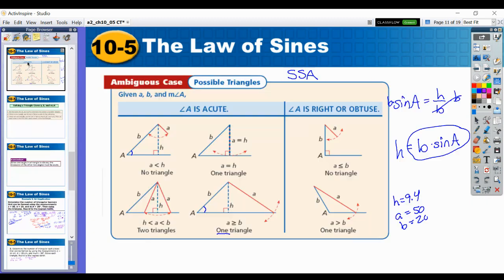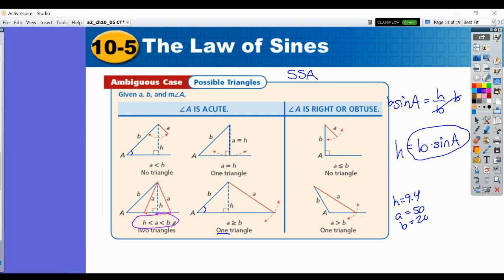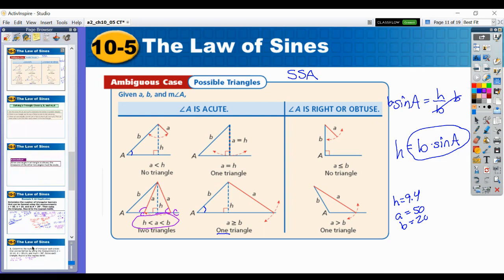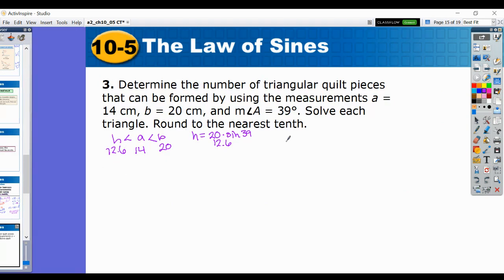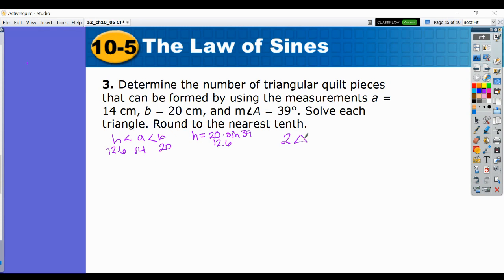And if you have your little chart handy, you can look at it, but that means we have two triangles. So here we go with one of the problems where we're going to have to solve both the outside acute angle for angle C, and also where angle C is an obtuse angle. All right, so we know we're going to have two triangles, so we can make two triangular quilt pieces. That's my first answer. Solve each triangle. I'm going to have two different triangles.